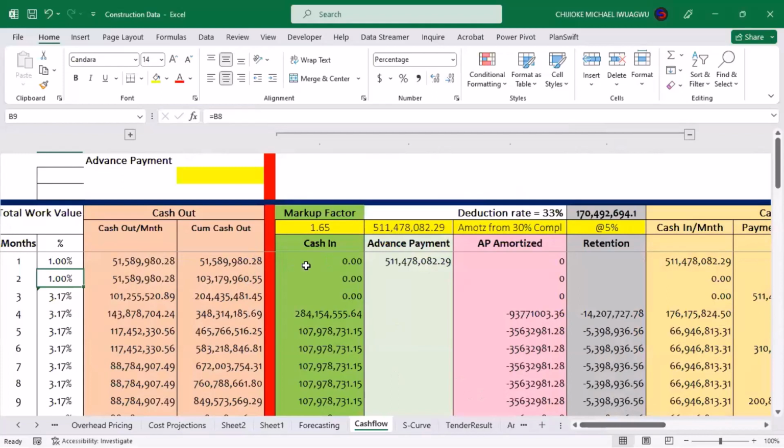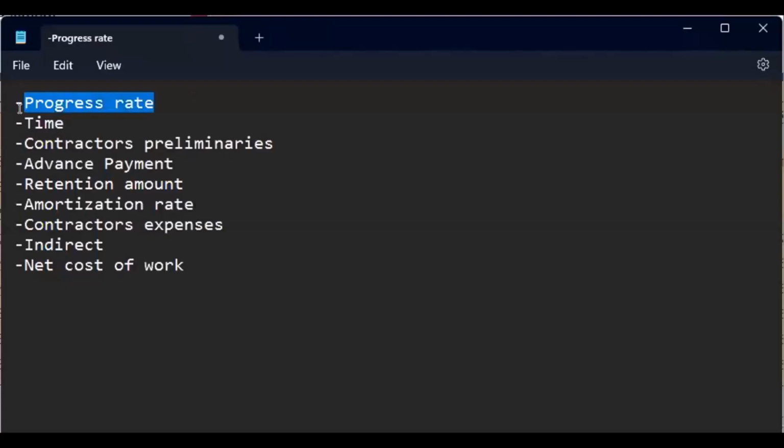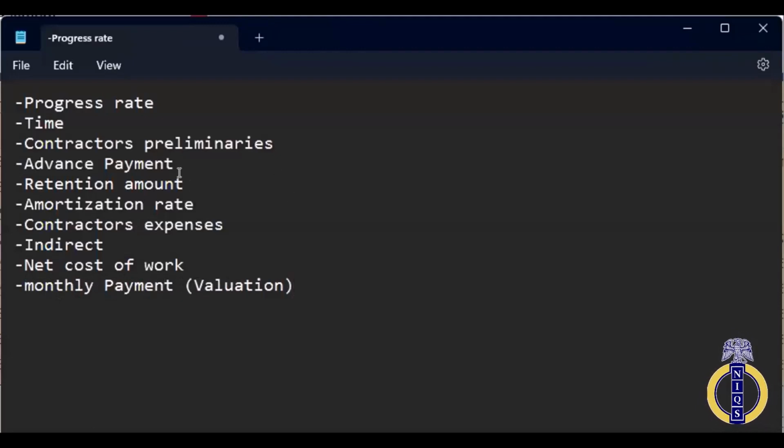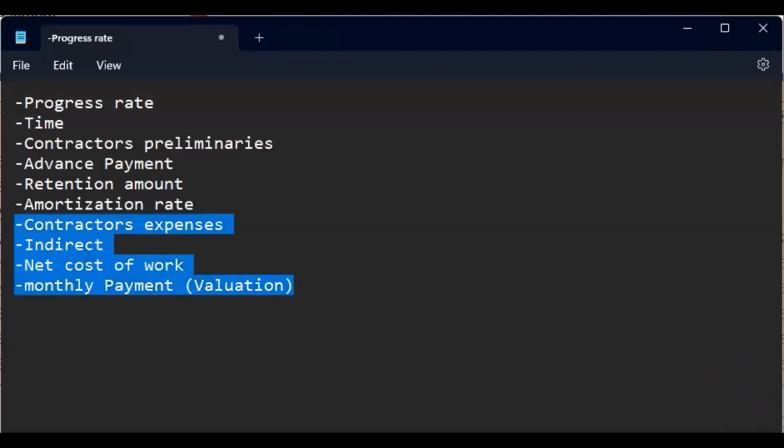Now, when I come down to that spot, remember when I try to show us the table here, the things that we need to include here, we have talked about the work progress. We have talked about the time. We have talked about contractors preliminary. This one is also part of the things that we have talked about already, which is your indirect costs. Now, the next thing we need to talk about is these ones on this part, which is your advance payments, retention, amortization, contractors' expenses, and of course, the most important, which is valuations or certificate, your monthly payments. So this is what we have here now, okay? These are the basic things that we're talking about now.